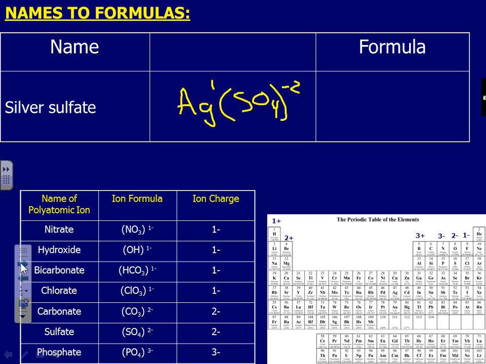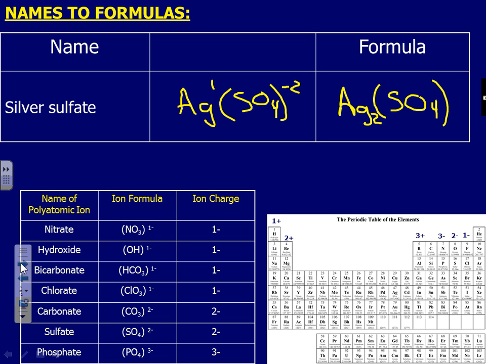Cross them over and rewrite. Notice the 1 is going to come out here, outside of the brackets. Remember, we don't need to write a 1. The 2 is going to go over there with the silver. This is going to be Ag2SO4, and then just a 1. Oops, I forgot to write the 2. Okay, I got the 2. I've got it fixed. Everybody's okay?